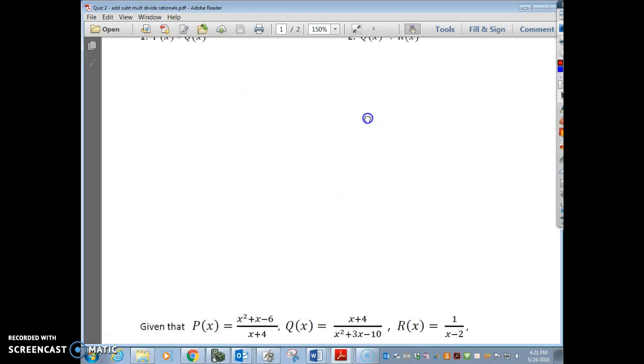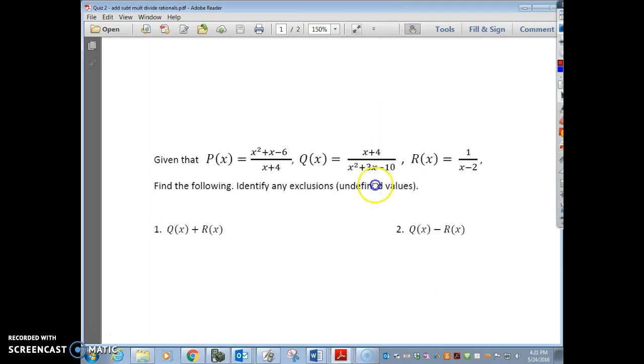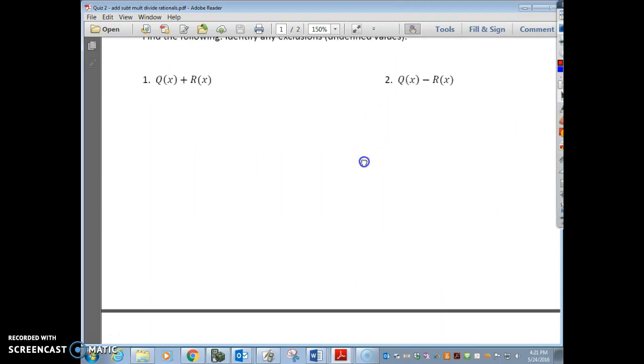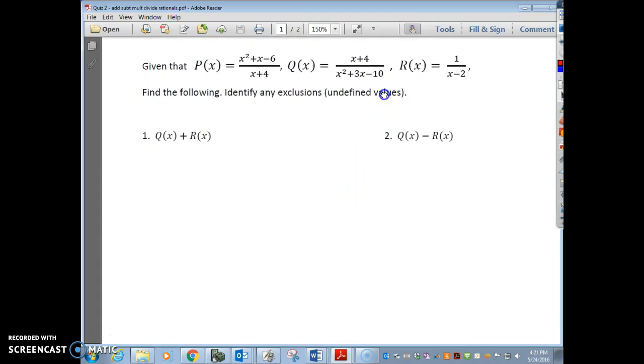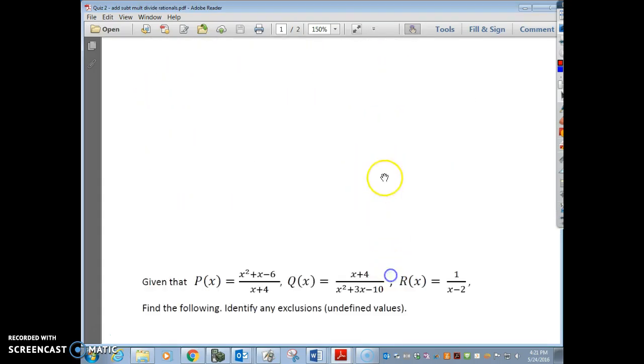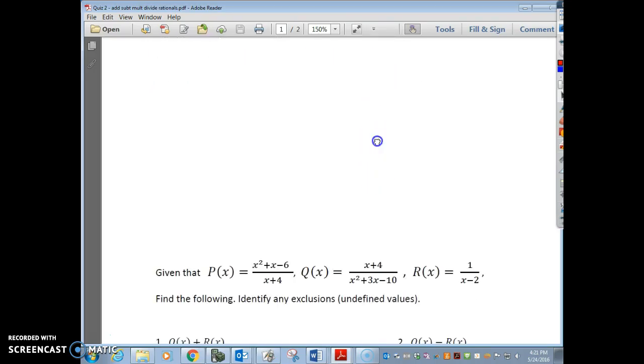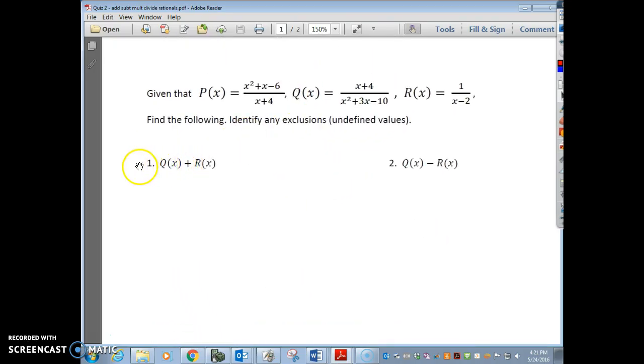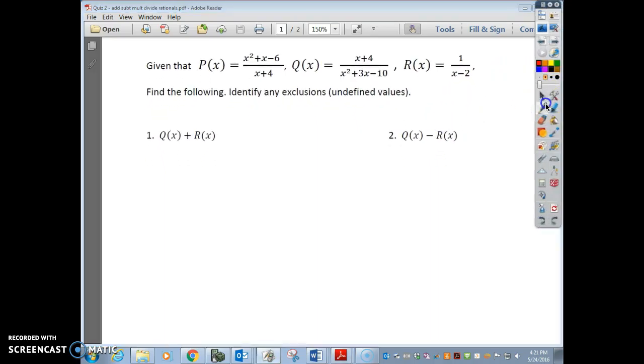Yes, it's the same ones. So it's the same problems, so they're going to factor out the same. Let me just double check one more time. Yeah, it is. So number one, I should have said 3, but number 1 right here, this time we're going to add Q and R. We're going to take this and add that. So let's do that really quick.